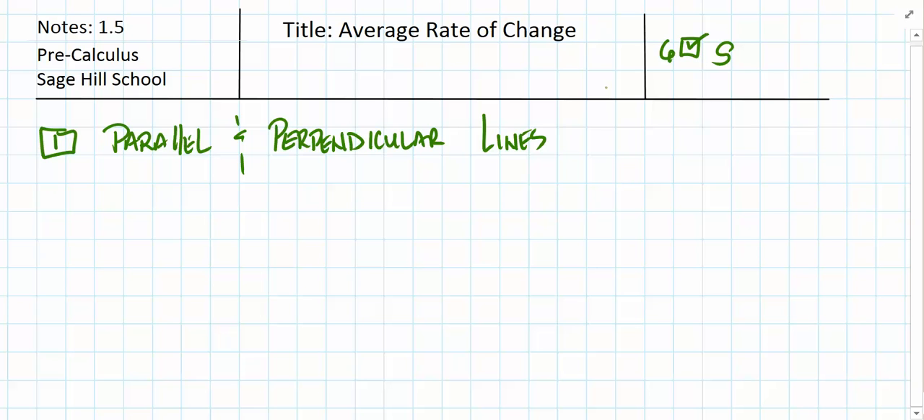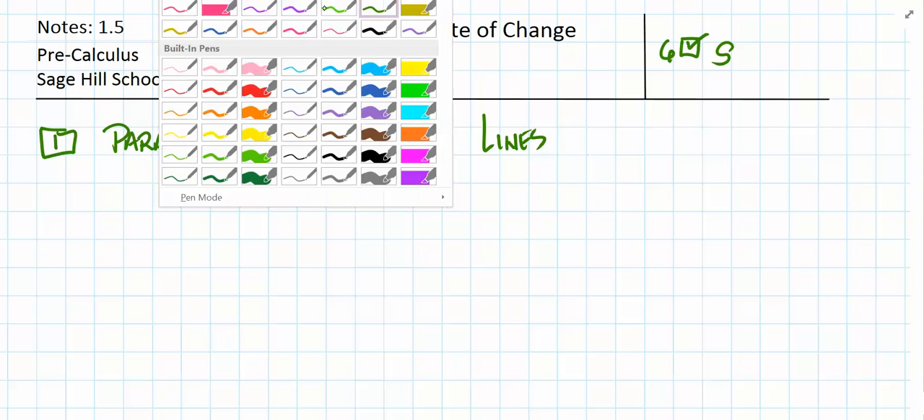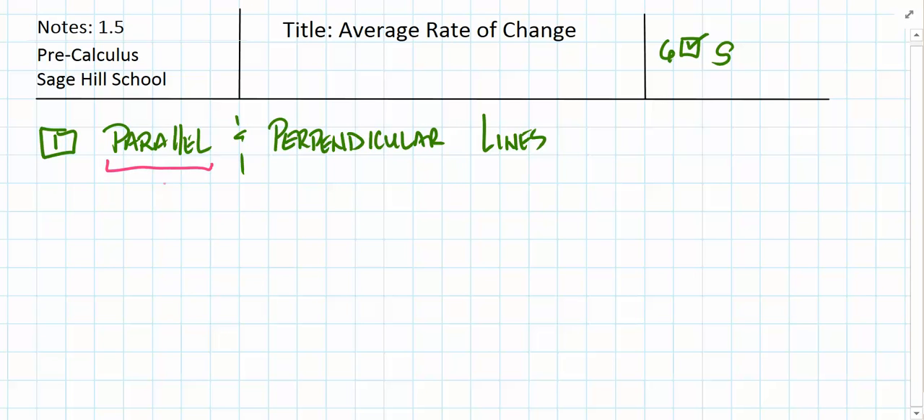Let's have a little discussion. The first idea: parallel and perpendicular lines. Let's talk about parallel lines first. What do you already know about parallel lines? Anything? Yes, spout it out. They never intersect. I agree. That's a great thing to talk about. They never intersect. Okay, what else do you know?